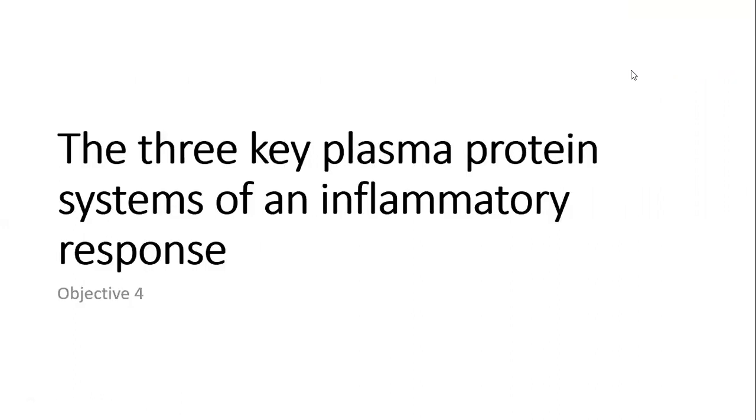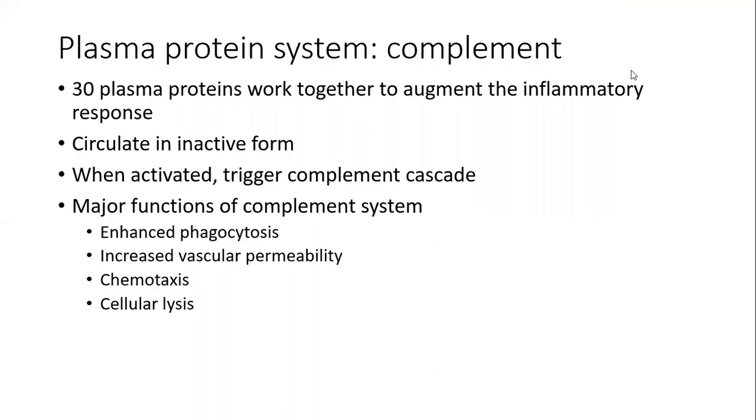So let's begin with objective 4. Now we're diving into the inflammatory response. One of the constituents of the inflammatory response are the plasma protein systems of the body. One of the plasma protein systems is complement, which consists of about 30 plasma proteins working together to augment the inflammatory response. They circulate in an active form, so they're not attacking things all the time. When they're activated, they trigger the complement cascade.